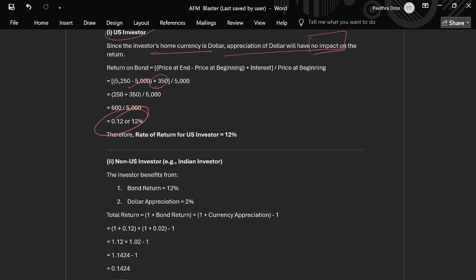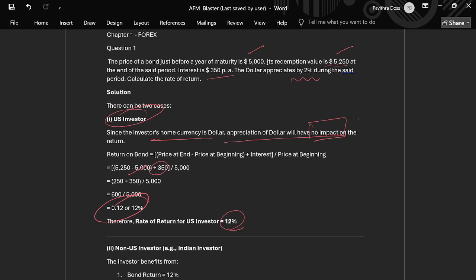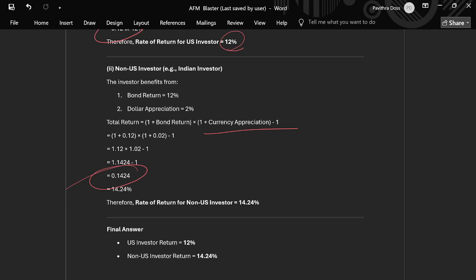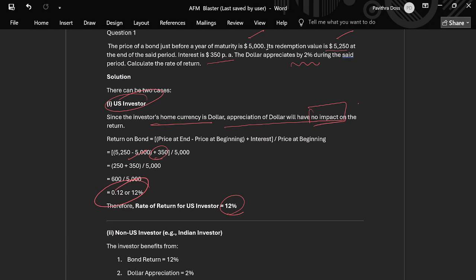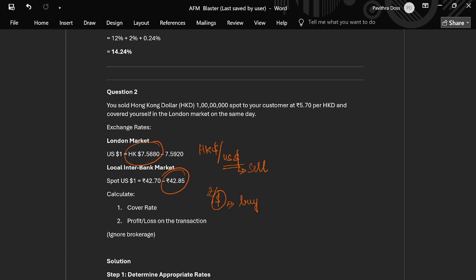And for the non-US investors, this is the return. But alongside that, we're also going to include the appreciation, right? So the dollar appreciation also we are going to include. So it is 1.12 into 1.02 minus 1, into 100. So that is 14.24 percent. So this is the return for the non-US investor, right? This was tested in the MCQ, and now this question is done and tested for us. This was tested in an exam 2 years back or something. Now going on to the next question.